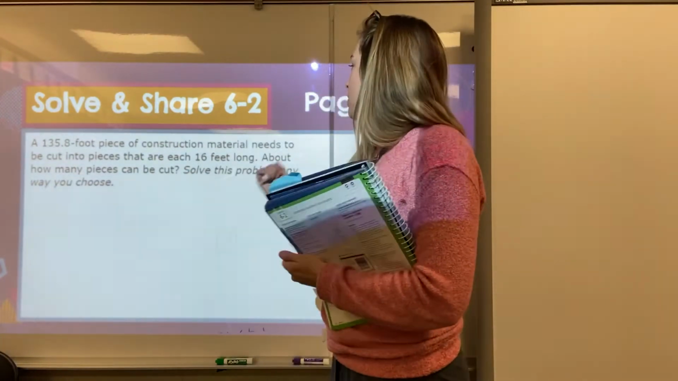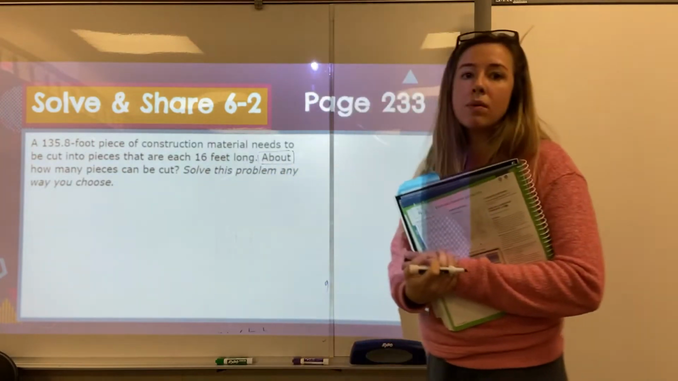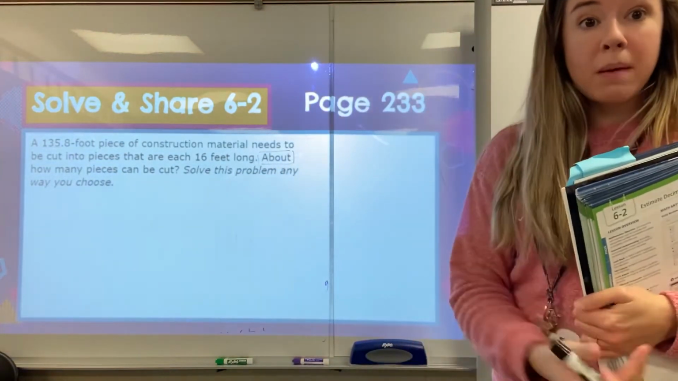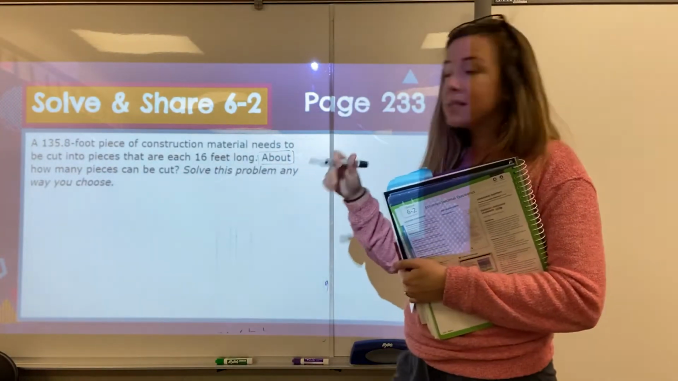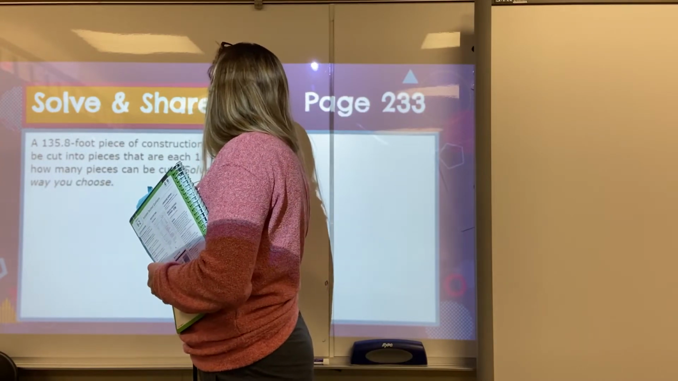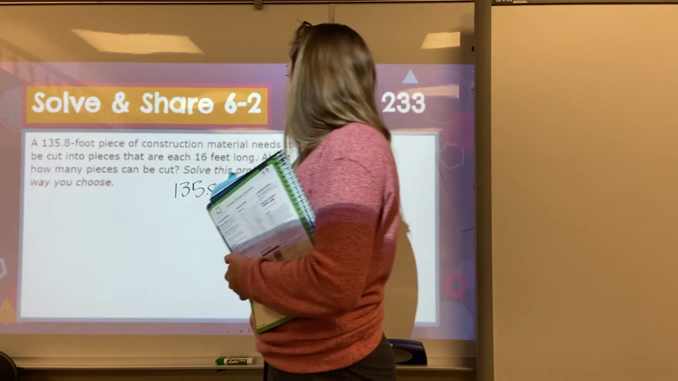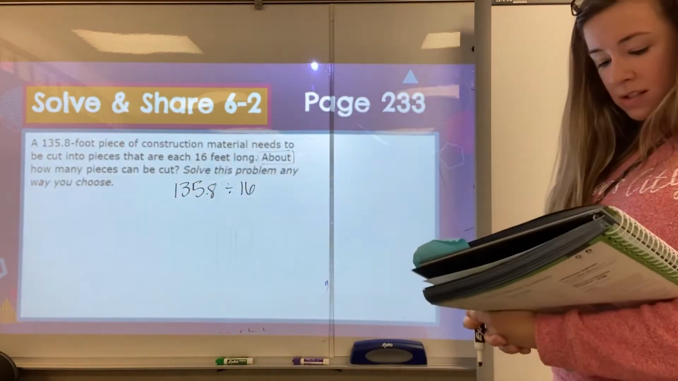Okay, so one thing that you need to note here is that it says about, and so that is going to tell you that you can round and find compatible numbers to divide in order to solve the problem. So go ahead and pause here. You've got your 135 8/10 divided into pieces that are 16 feet long. Okay, let's go ahead and solve.